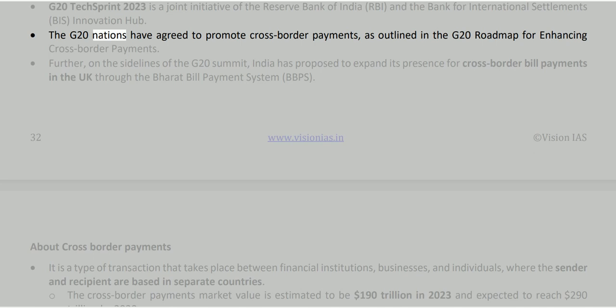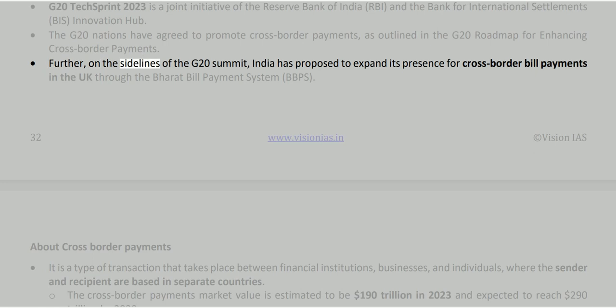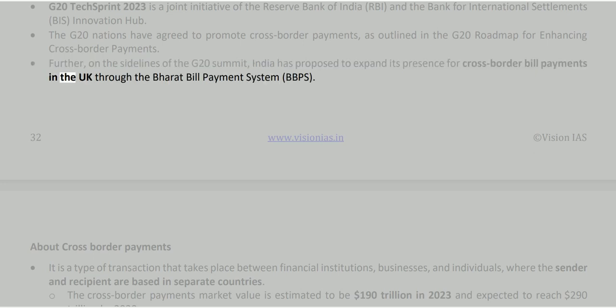The G20 nations have agreed to promote cross-border payments, as outlined in the G20 roadmap for enhancing cross-border payments. Further, on the sidelines of the G20 summit, India has proposed to expand its presence for cross-border bill payments in the UK through the Bharat Bill Payment System, BBPS.